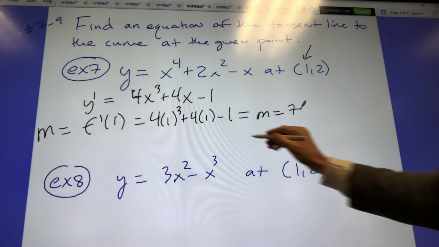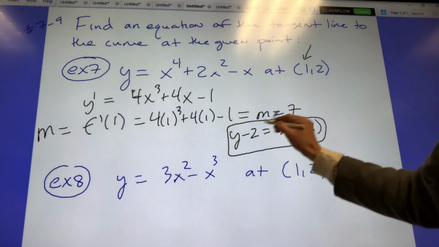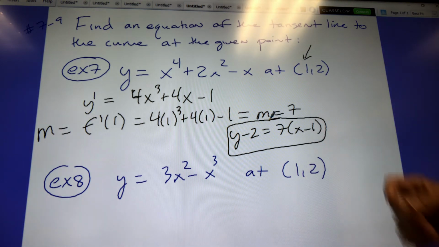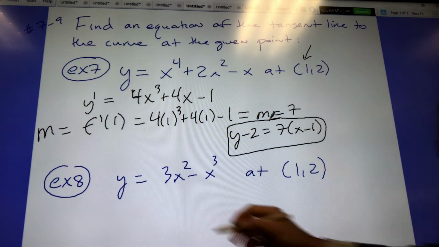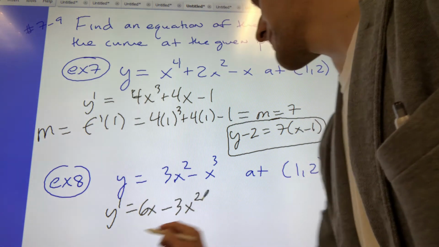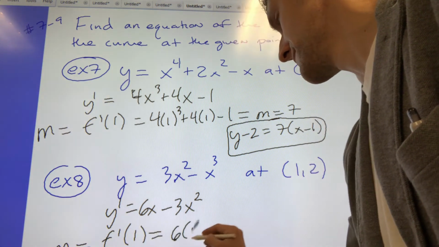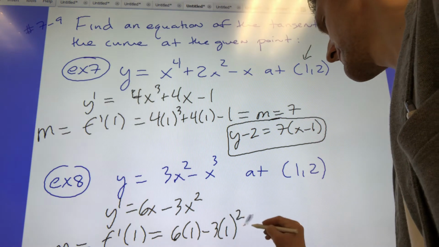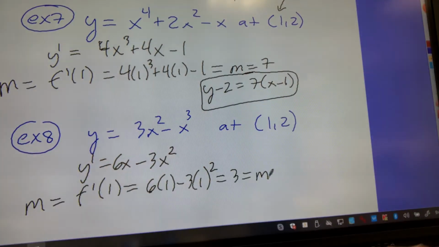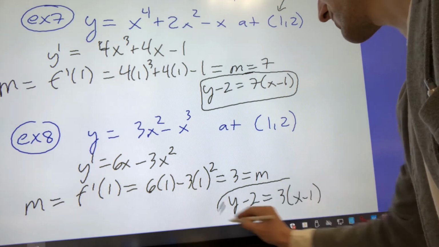Wow, that's quick now. So y minus the y value is equal to the slope times x minus the x value. Again, the equation of the tangent line has a slope that is the derivative of that curve evaluated at that x value. All right, so y prime is 6x minus 3x squared. So the slope would be the derivative evaluated at 1. The slope is 3. So y minus the y value is equal to the slope times x minus the x value.